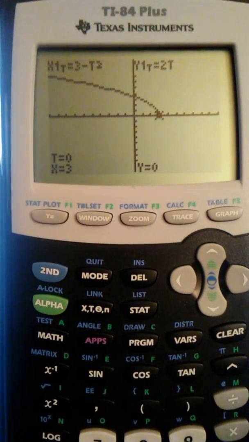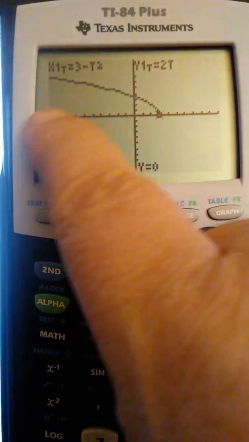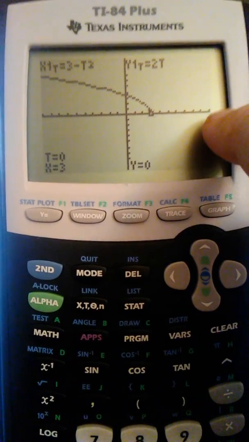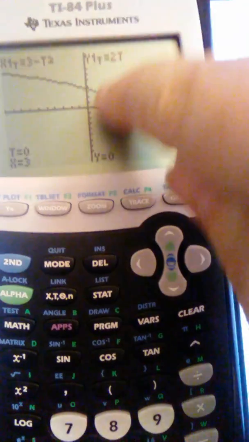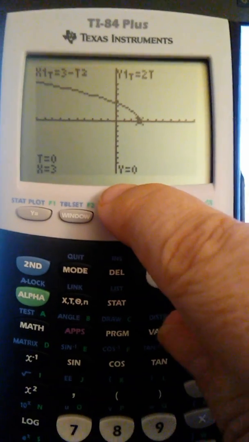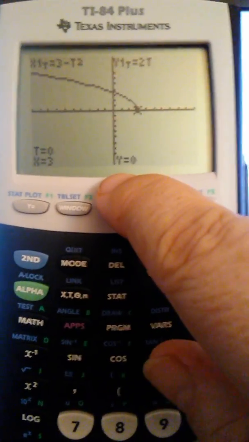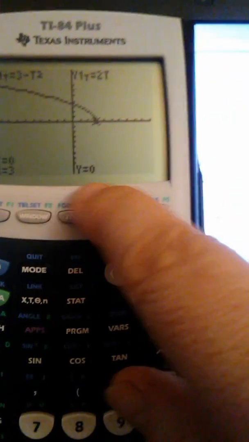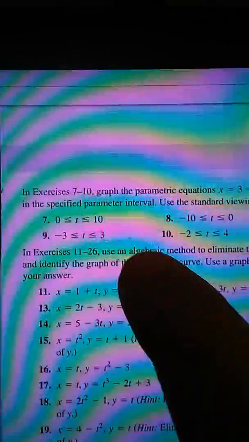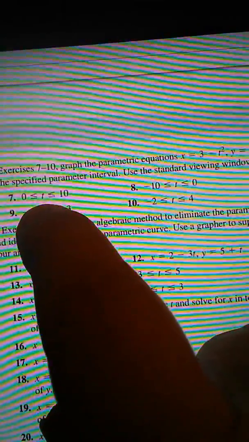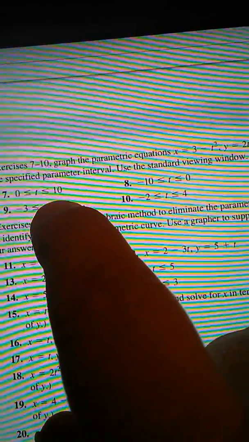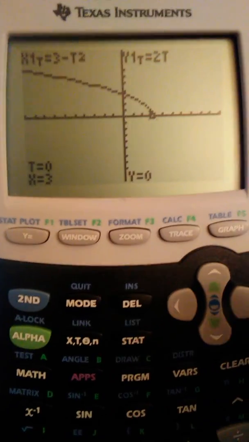Now, each of these all the way across is positive 10, negative 10, positive 10, negative 10. Okay? Now, notice what it says here. It says we want the minimum number for t to be 0, and the maximum number for t to be 10. What in the world is that talking about? Here's what it's talking about.